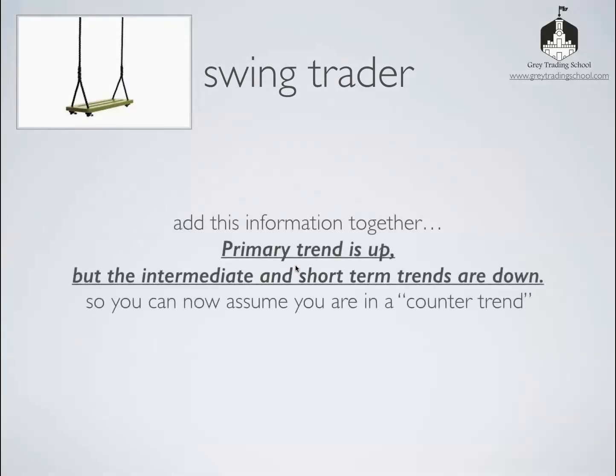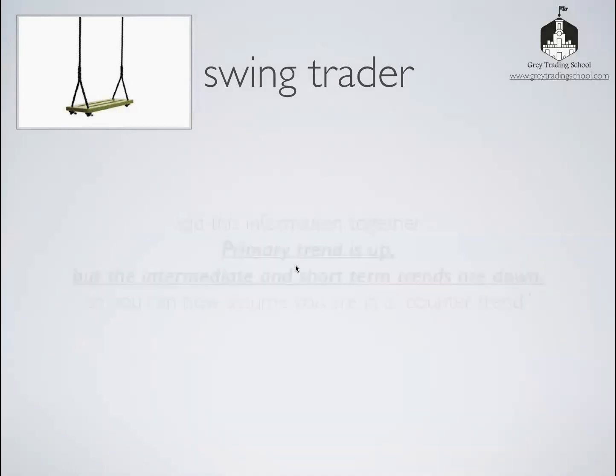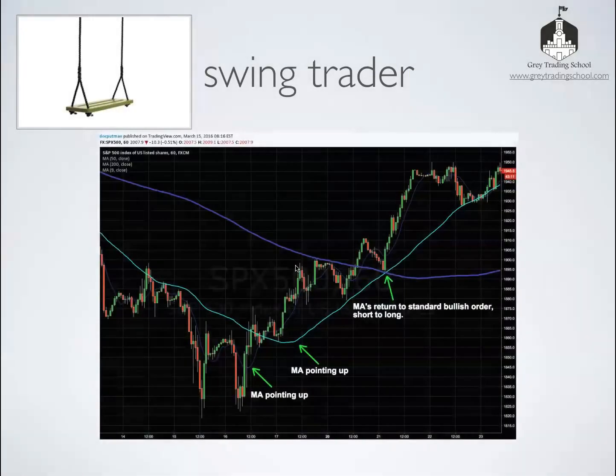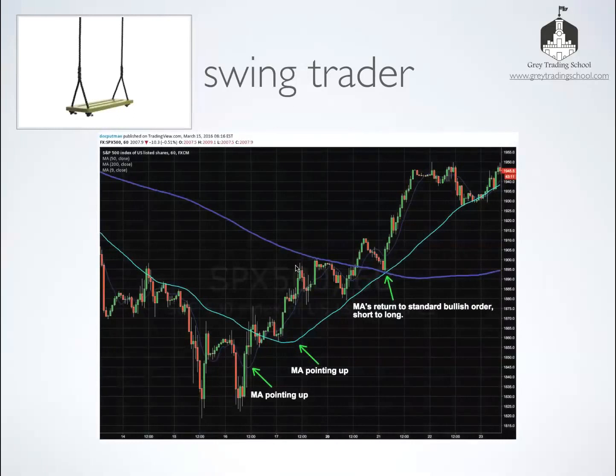So we see here that if you add those three charts together, you would have noted that the primary trend in the weekly was up. The intermediate and short-term trends for the daily and the 1 hour were down. So that can give this trader the assumption that they're in a counter trend. The primary trend is up, but we're in a counter trend. So this would be a good time to add to their position. Once a short-term chart enters an uptrend, which can be verified with moving averages, as you see here, you should be prepared to add to your position in support of the primary trend.